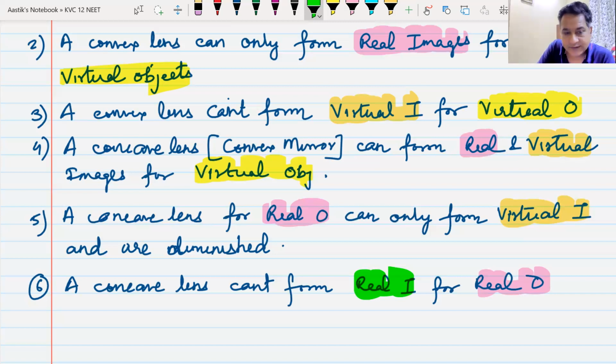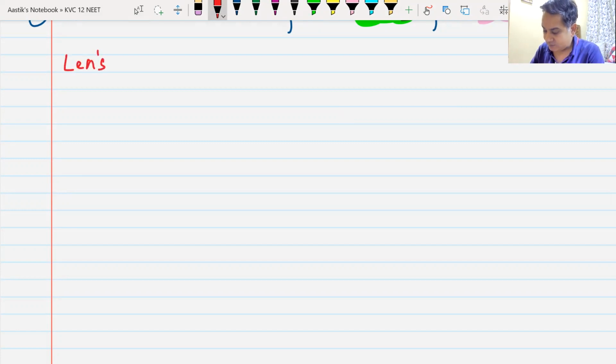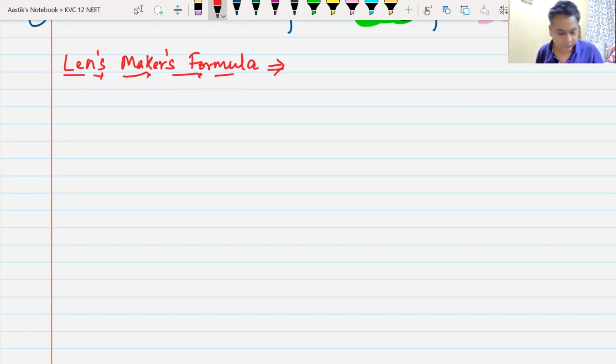Okay. That takes us to the next heading. That was the main heading for today's class. Most of the questions in this chapter are expected from this, and this is known as lens maker's formula.